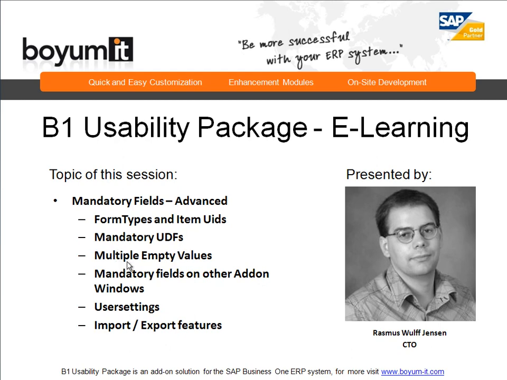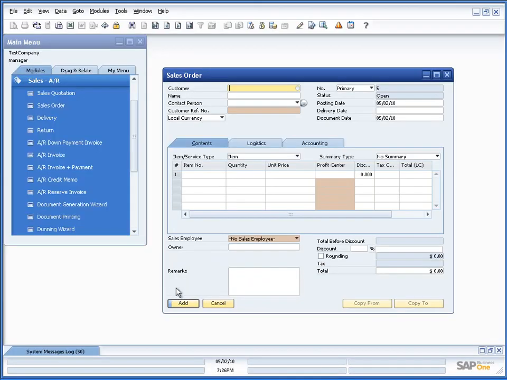We will go into looking at how to make multiple empty values. We will also go into seeing how to use the mandatory fields add-on onto other add-on windows besides the standard windows in Business One. Finally, we will go into the user setting options and the import-export features. So let's go into Business One.